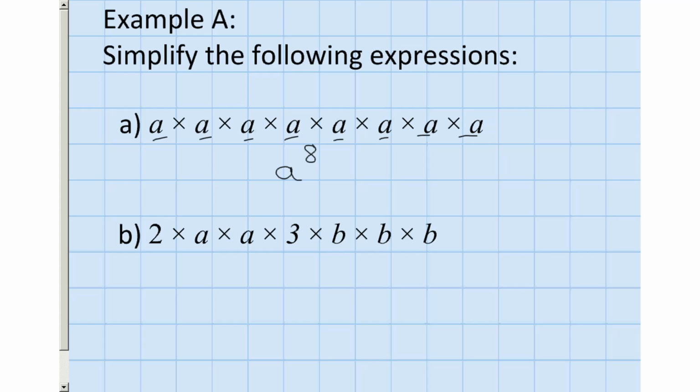We've got a mixture of numbers and letters now. I'm going to treat them separately. Just look at the numbers first. We've got 2 times 3, well that's 6. And we've got a times an a, so that gives us a squared. And we've got a b times a b times a b, which is b cubed. The last step, we don't want those times signs in there, so this is 6a squared b cubed.